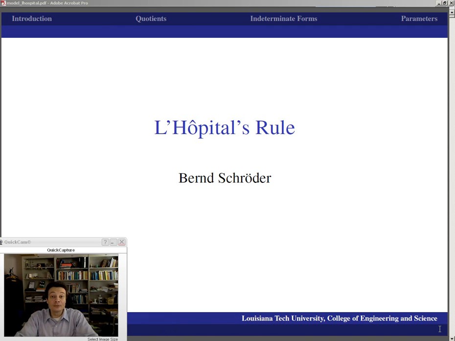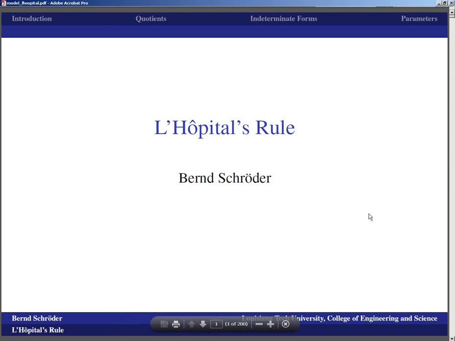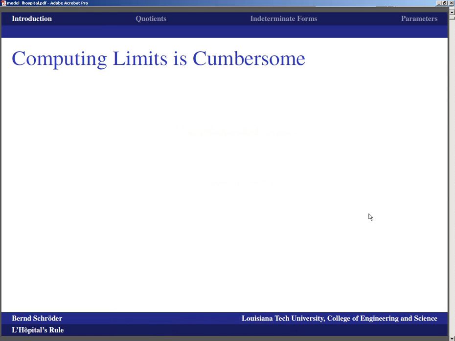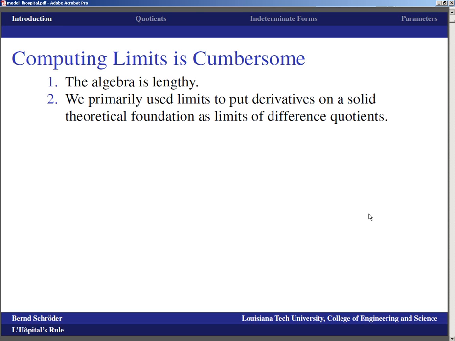Well, L'Hopital's rule is a tool that allows us to knock out limits quickly and effectively. Let's talk our way into it to see whether we actually still need to do that, because we really haven't looked at limits for a while now. So, we know that computing limits is rather cumbersome, right? I mean, we were very happy once we had the differentiation rules, so we didn't have to use difference quotients anymore. And the reason it's cumbersome is because the algebra takes a long time.